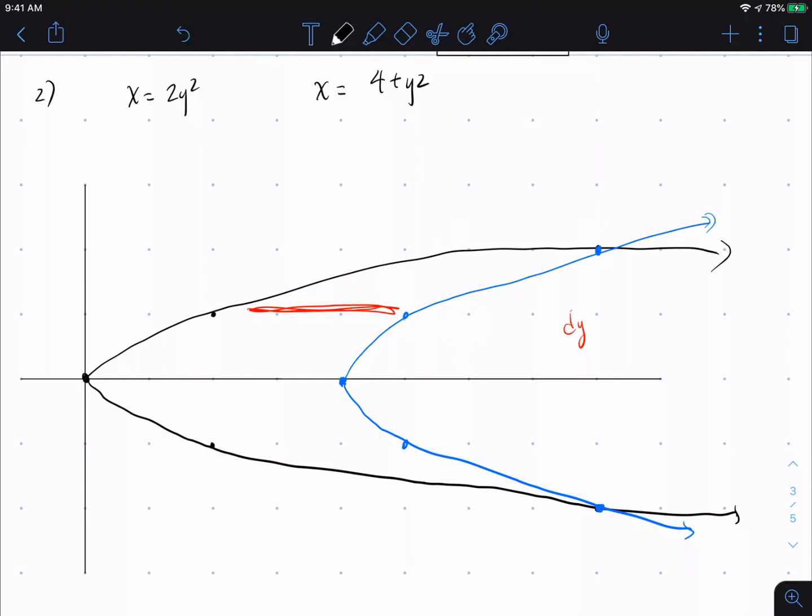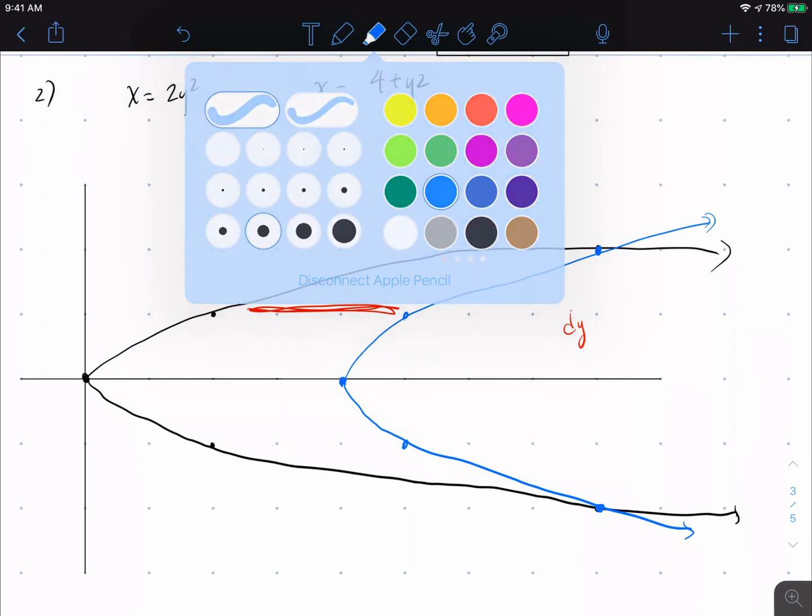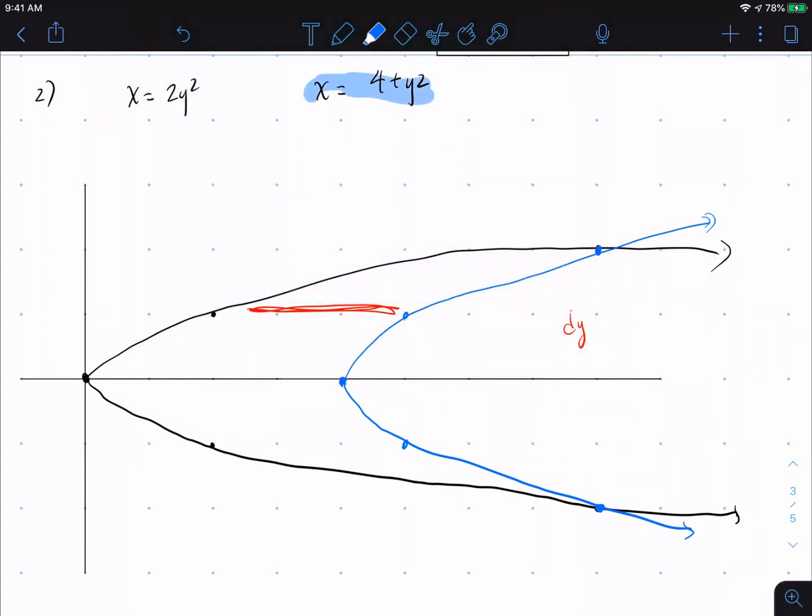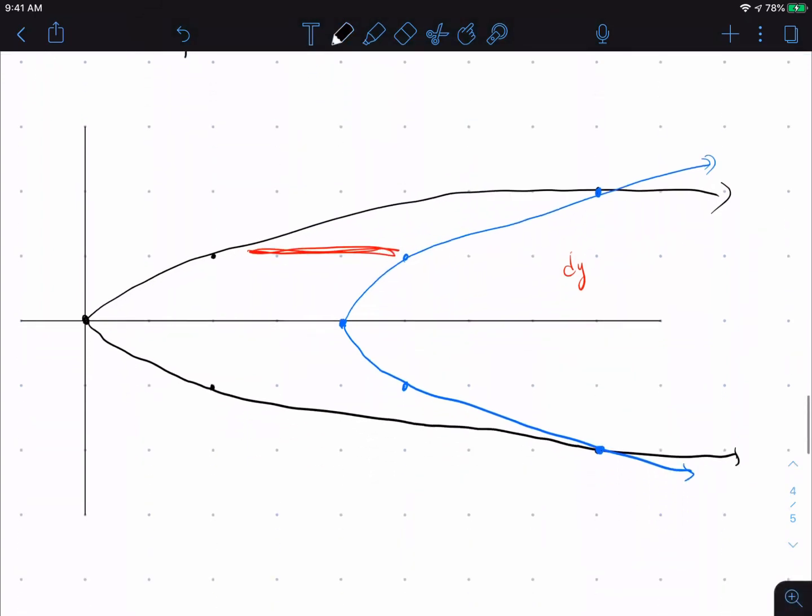So which is the further function to the right? The blue one or the black one? The blue one. And so the blue one is this guy. And so my integral is going to go from where to where?